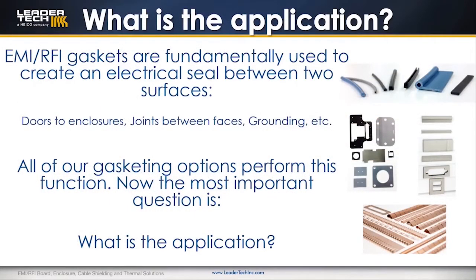Our enclosure shielding products are designed for specific applications. Finding the right one starts with determining the application. EMI, RFI gaskets are fundamentally used to create an electrical seal between two surfaces: doors to enclosures, joints between faces, grounding, etc. All of our gasketing options perform this function. Now, the most important question is, what is the application?